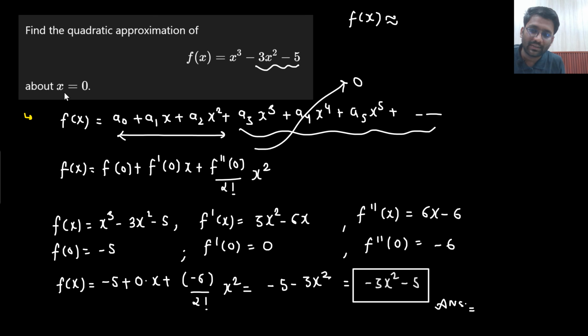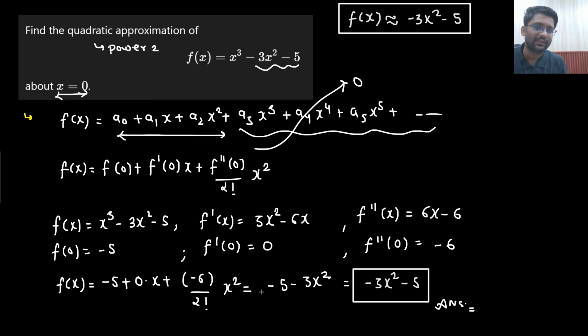Always take care, this thing is very important. About x equals 0, then only you can apply this method. Quadratic approximation means, sir, power 2 I need, only till power 2. So just write down the power 2 values only. That's it. This is the answer. There you go, quadratic approximation. But about x equals 0, that's a big concern. So only quadratic means minus 3x square minus 5.